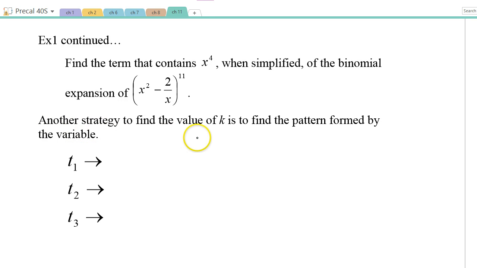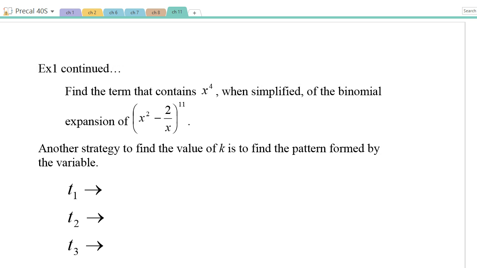Another strategy to find the value of k is to find the pattern formed by the variable. Okay, so if we were to think about what's the first term, right? So again, our formula here is t of k plus 1 is equal to nCk, and then we have a to the power of n minus k and b to the power of k.